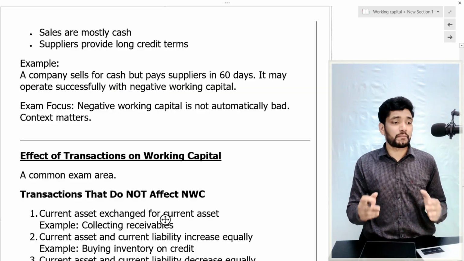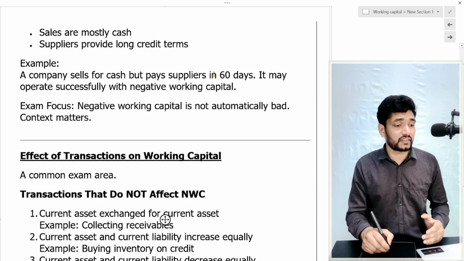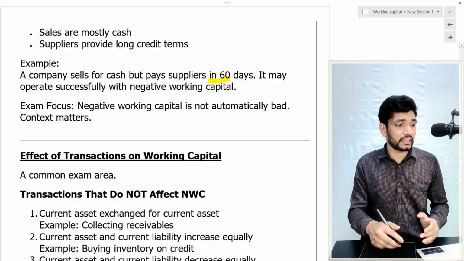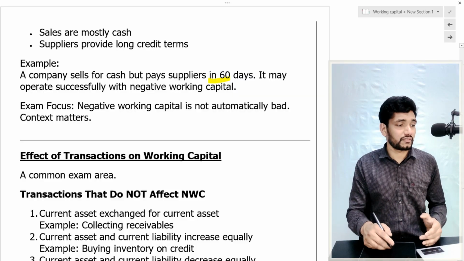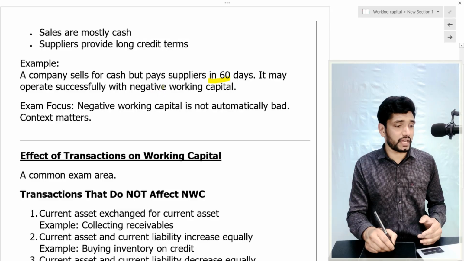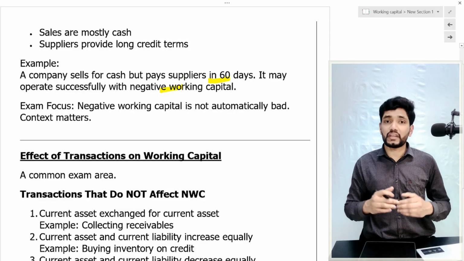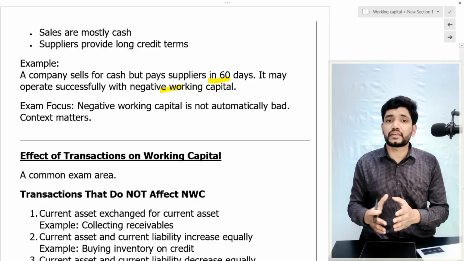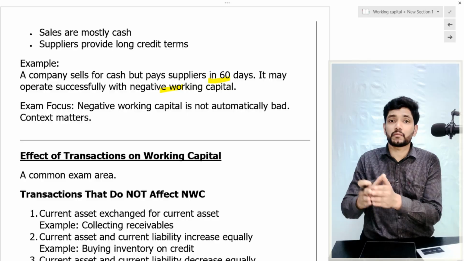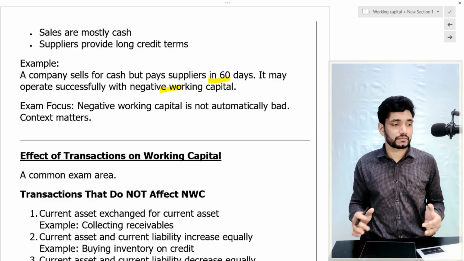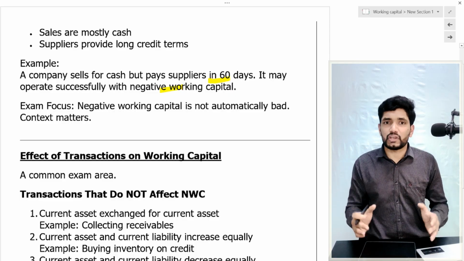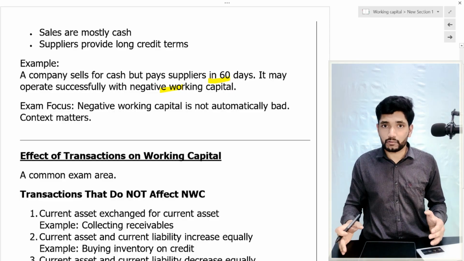but it pays its suppliers in 60 days. In this case, this company has a negative working capital. It can successfully operate with negative working capital because it doesn't have any investment in current assets, since it gets all its goods on credit and sells for cash. These situations are what we normally call negative working capital.